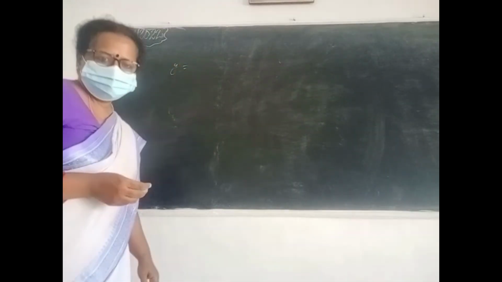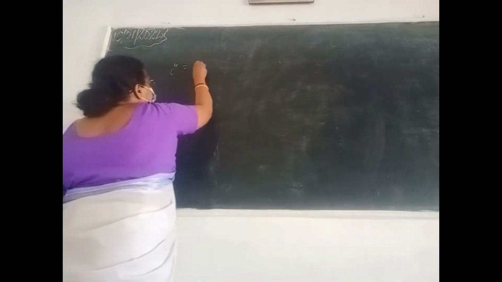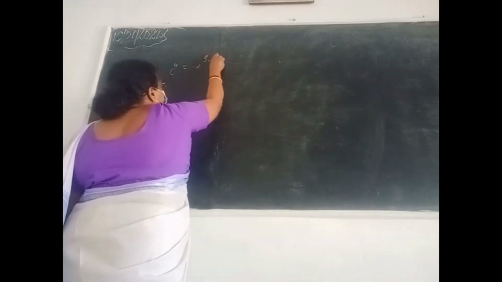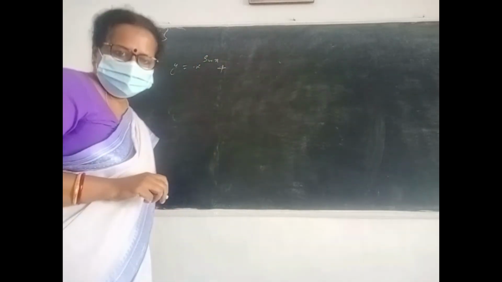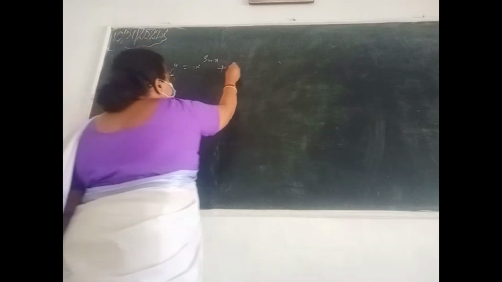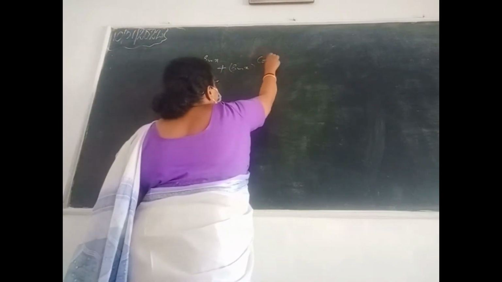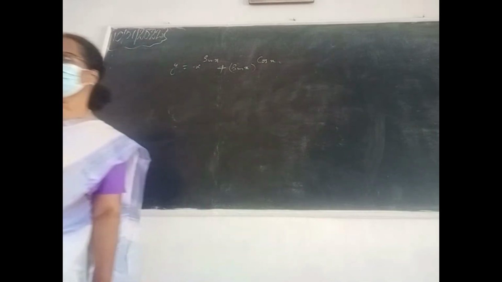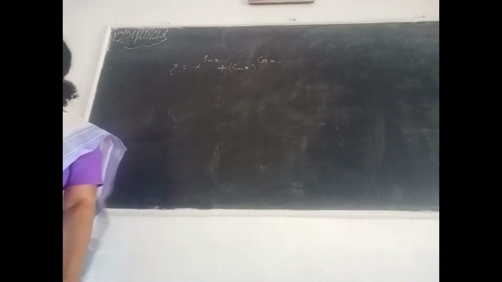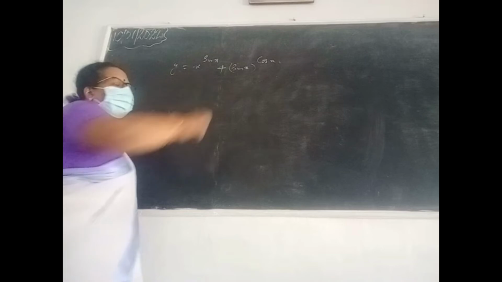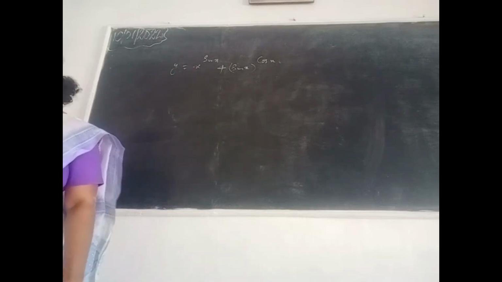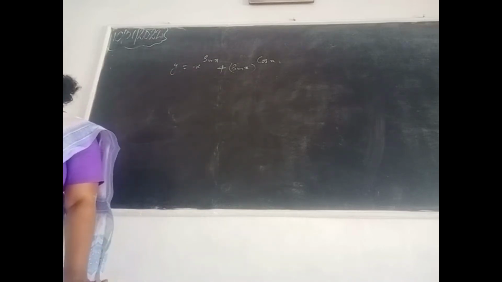Y equal to x raised to sin x plus sin x raised to cos x. Here also we can understand it is by logarithmic differentiation because in the power there are x terms, isn't it? So we should apply logarithm.